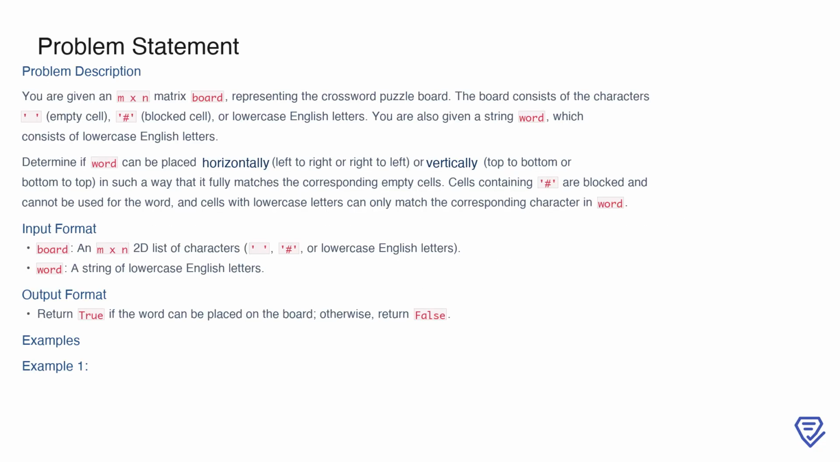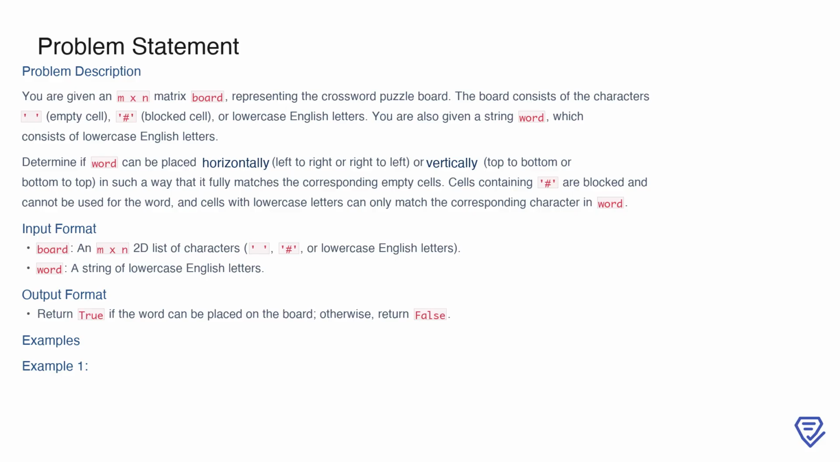In this problem, you are given a crossword puzzle represented as a 2D grid called board. Each cell in this grid can either be an empty space, denoted by a space character, a blocked cell indicated by hashtag, or a lowercase English letter. Additionally, you are given a string word, which consists of lowercase English letters. Your task is to determine if the given word can be placed onto the board either horizontally or vertically.